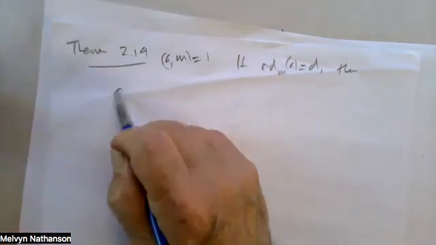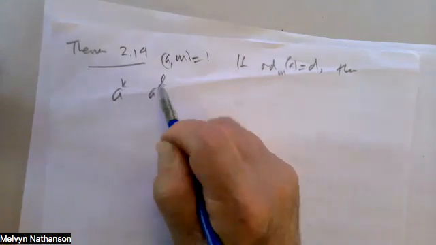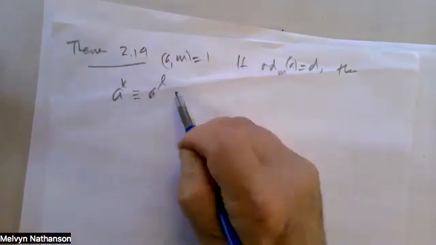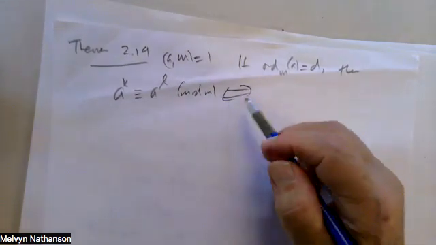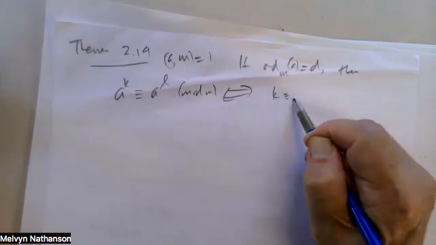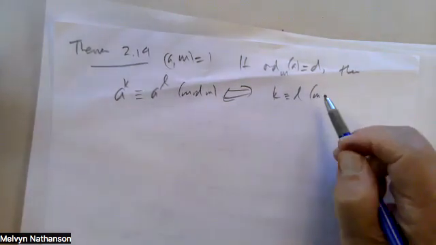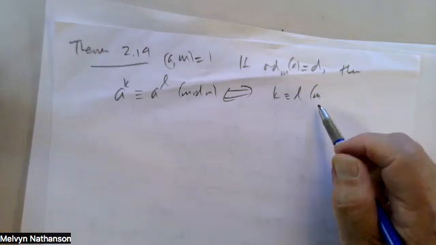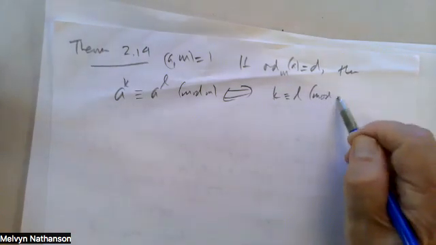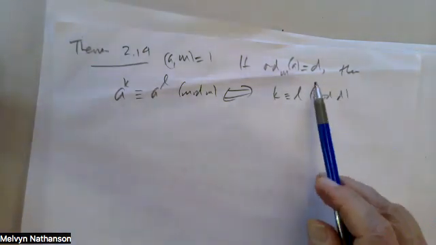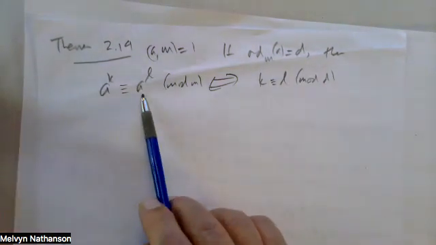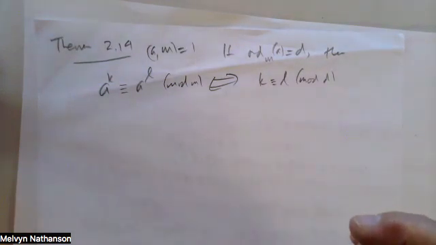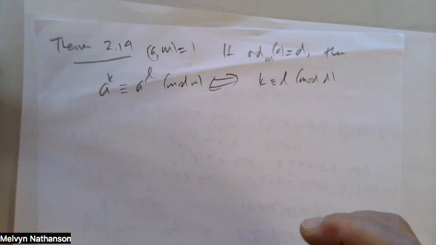then if you have 2 powers of a, a to the k and a to the l, a to the k is congruent to a to the l mod m, if and only if k is congruent to l mod d. So if the smallest power of a congruent to 1 mod m is d, then 2 powers are congruent if and only if the difference of the exponents is congruent to 0 mod d.